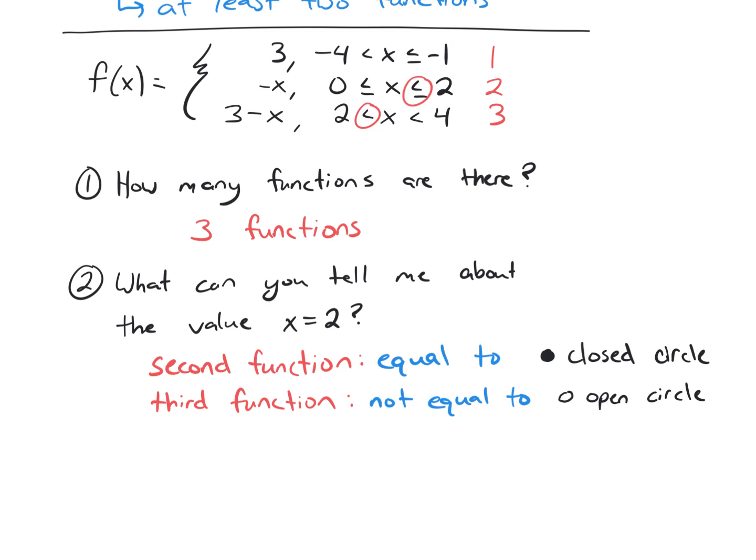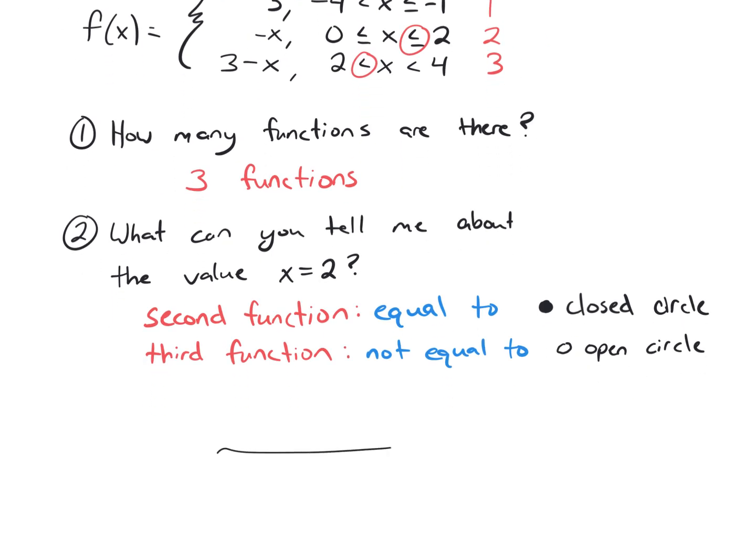Okay. And what that could look like is if I had x equals 2. Say my 2 is here. If my second function was equal to and it looked like this, and my third function was not equal to and it looked like this. That was what it would look like if it was a graph. Okay, and then the first one would be here.